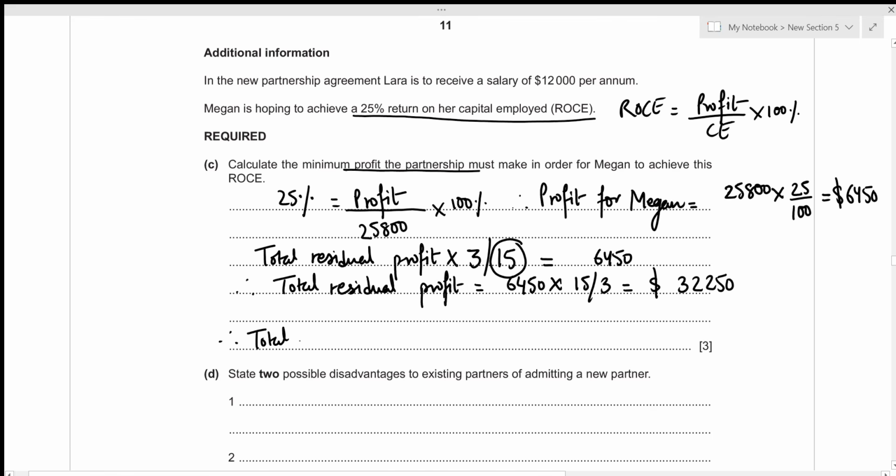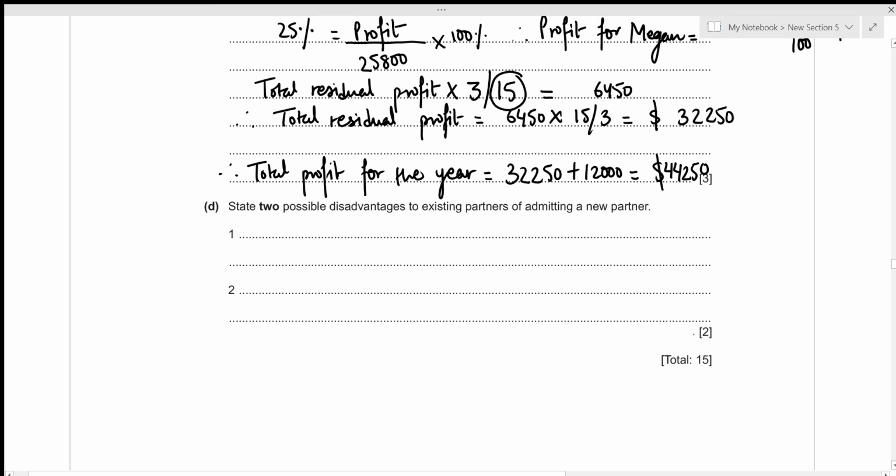Now the total profit for the year is just going to be the residual profit of 32,250 plus the salary. So salary is of 12,000, and since we deducted the salary amount to receive the residual profit, we're going to add the salary amount in order to figure out the profit for the year. So that's plus 12,000, which gives us the total profit required to be 44,250. This completes the third part. Let's move on to the fourth and the last part.